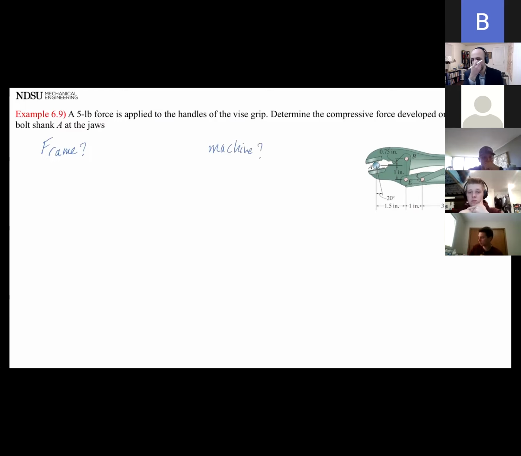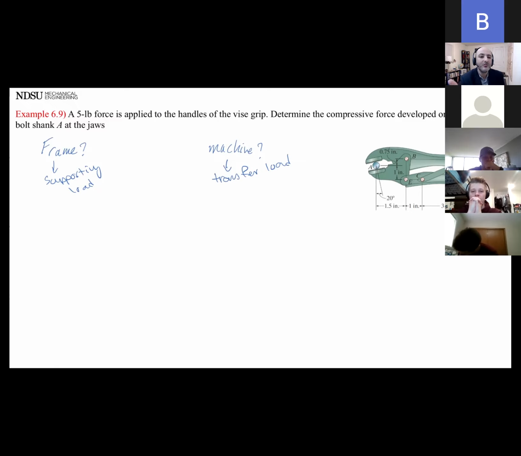Do you call this tool a frame, or do you call this a machine? It'd be a machine, because aren't frames fixed in place or whatever? Yes, that's right. Frames usually are for supporting loads. They're usually fixed. Machines transfer load and usually try to help us. The point of using a tool like this is to transfer load and help us.